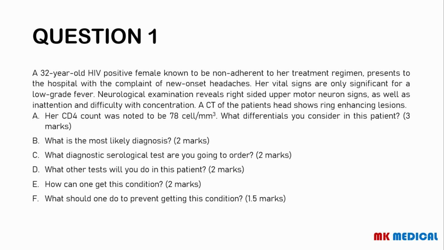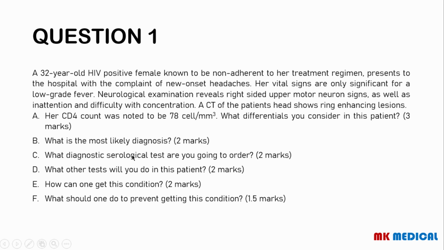So those are some of the things that I would consider given this presentation that this woman has had of these new onset headaches and the low-grade fever. So you're thinking something that's more or less chronic. And given the HIV status, you're thinking something that is an opportunistic infection.